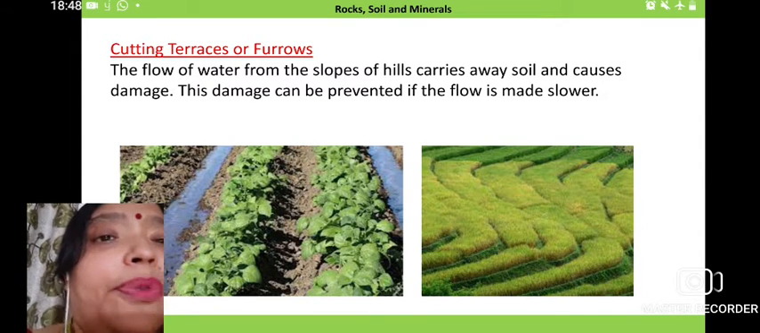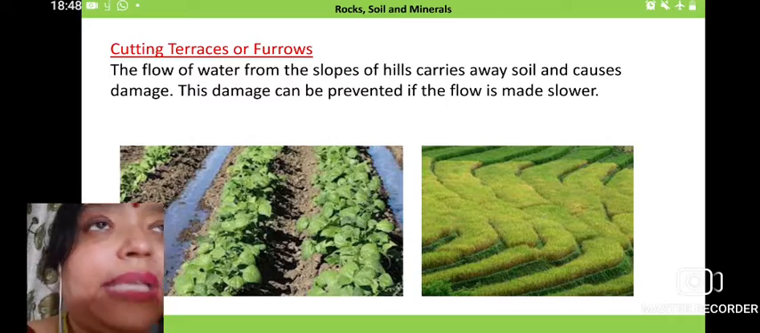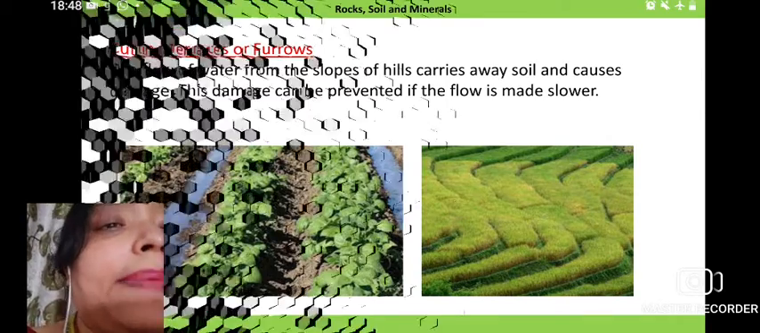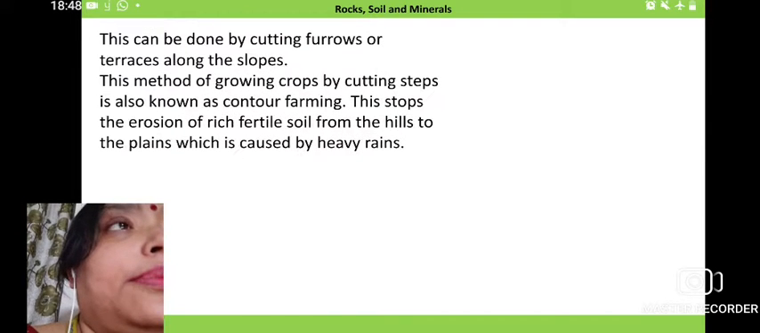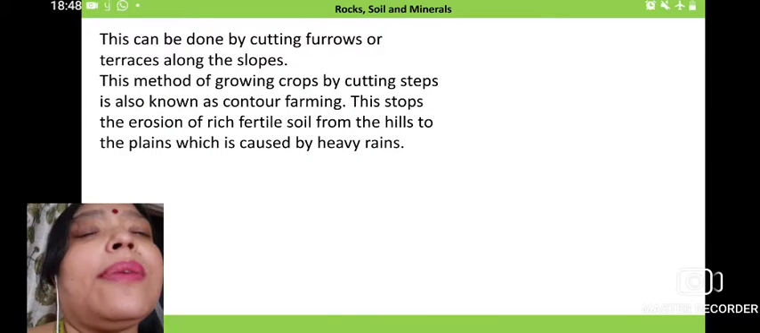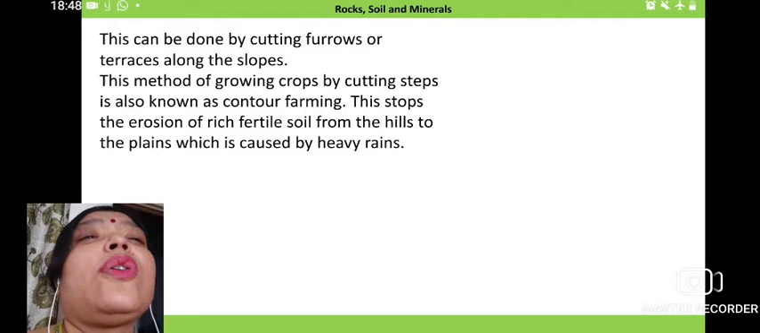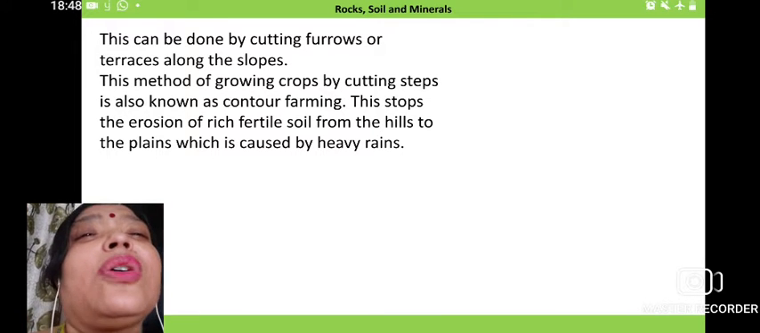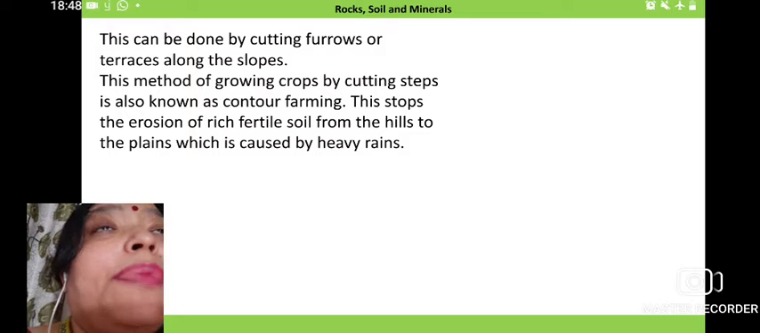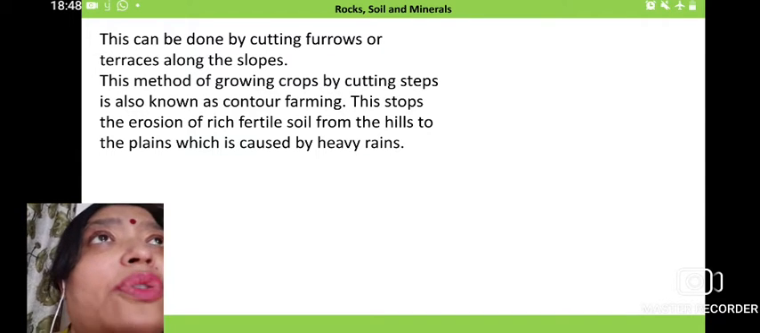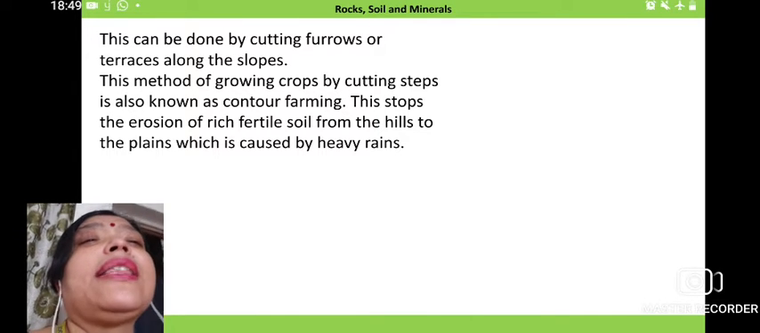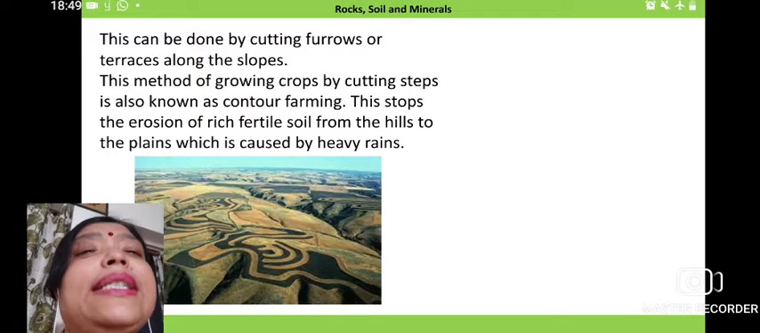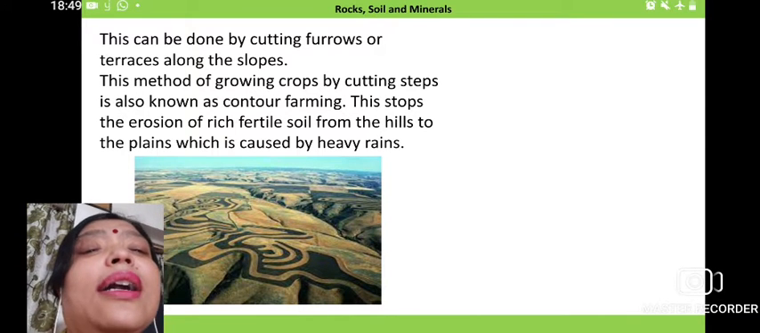Okay, so if the flow of the water can be made slower, the erosion or the damage will be lesser, because in the hills, while coming down, the water causes a huge amount of loss. And this can also be done by cutting furrows or terraces, as you had seen in the previous pictures, that is cutting furrows or terrace farming, or cutting the slopes, we can reduce the effect. This method of growing crops by cutting steps is also known as contour farming.